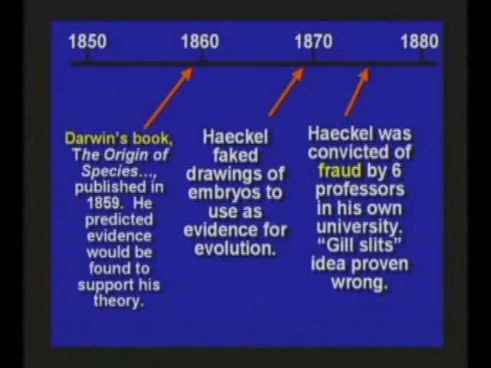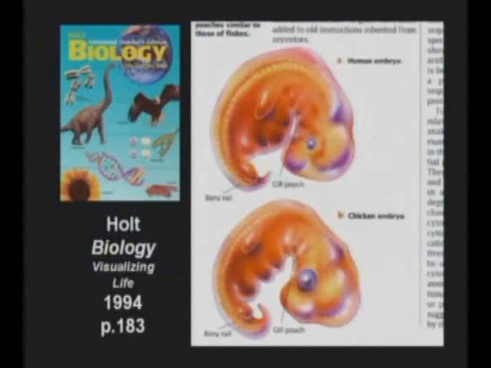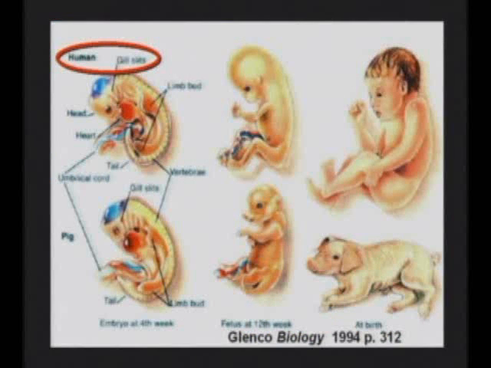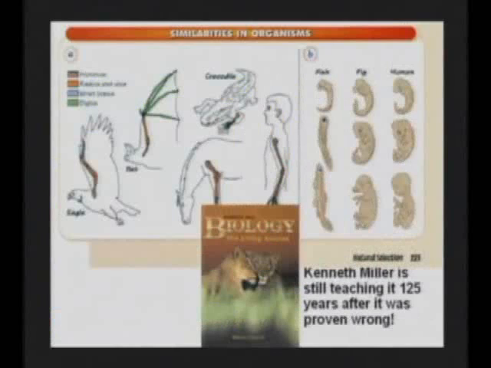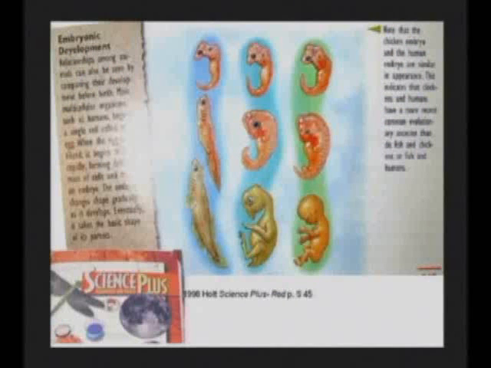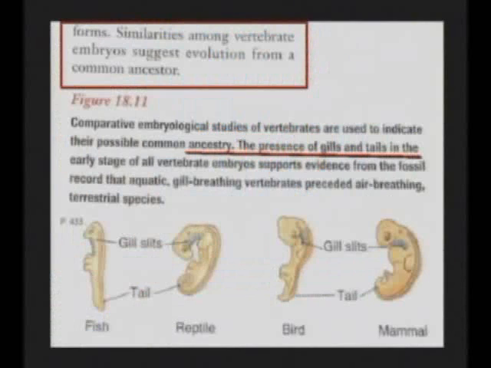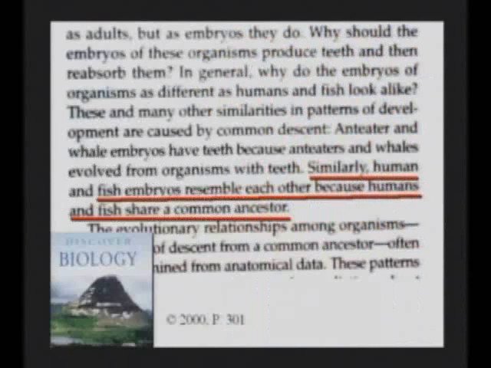But it's still in textbooks used all over the planet. 2004 textbook, still has it. 2005 textbook, and I pronounced it wrong, it's Chickasha, not Chickashaw, Chickasha, Oklahoma. I got corrected during the break. Still teaching the baby has gill pouches.